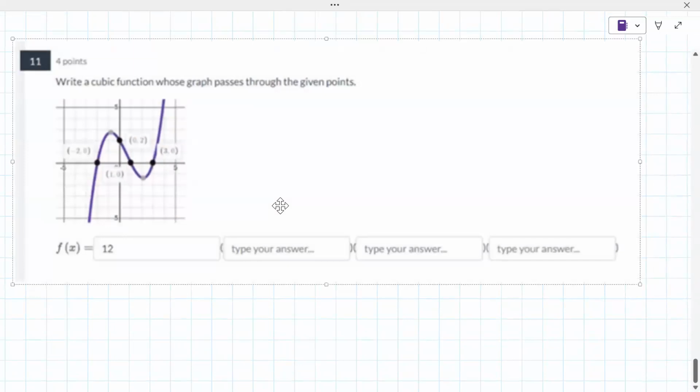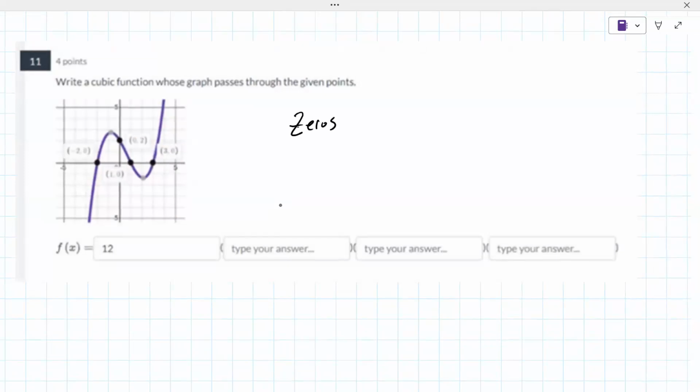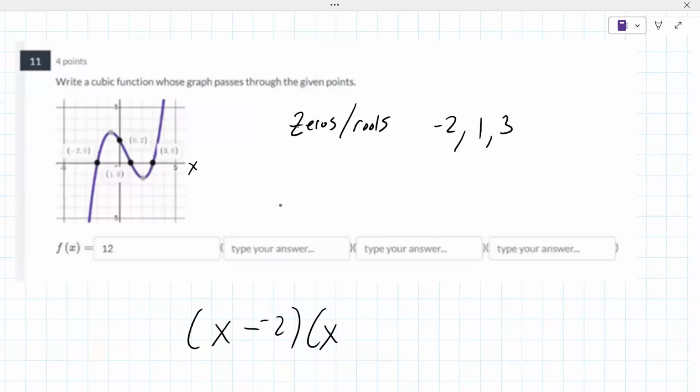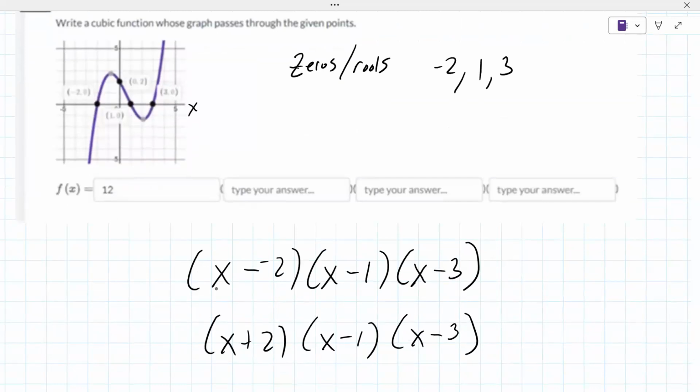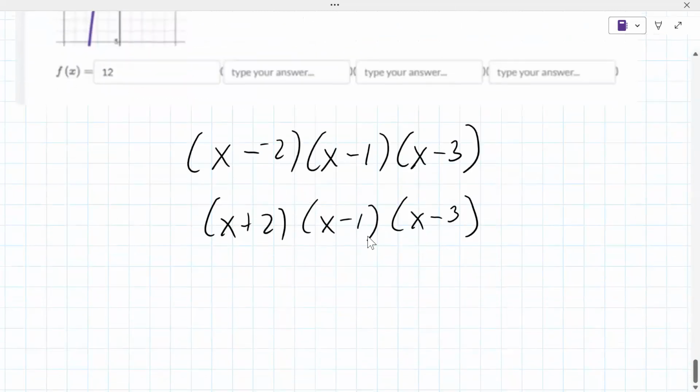So it says write a cubic function whose graph passes through the given points. So the first thing that you have to tell me are the zeros. What x coordinates does it pass through? It passes through -2, 3, and 1. Okay. And so the way you write this is x minus a -2, x minus 1, and x minus 3. I just flip the signs when I write it down. That's fine, however you get there.